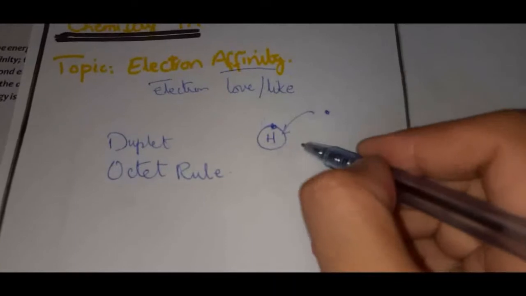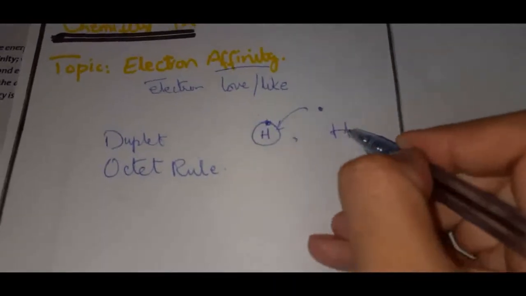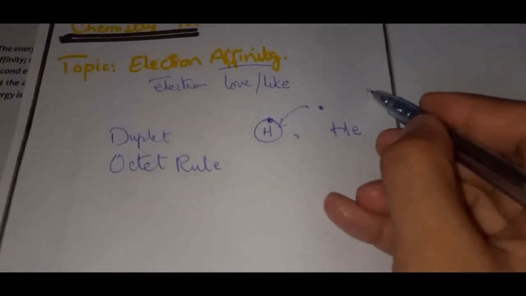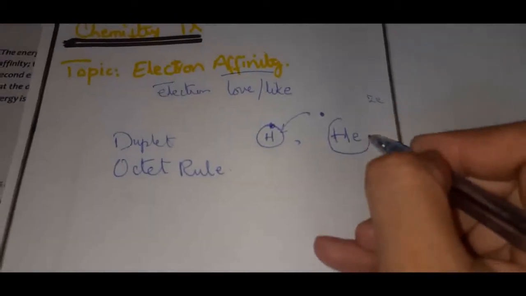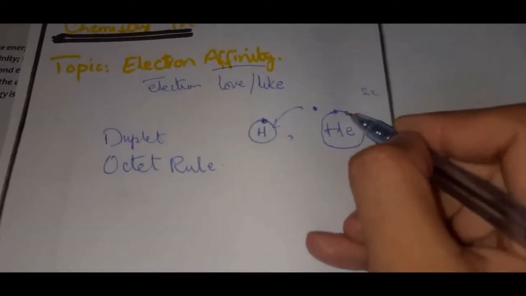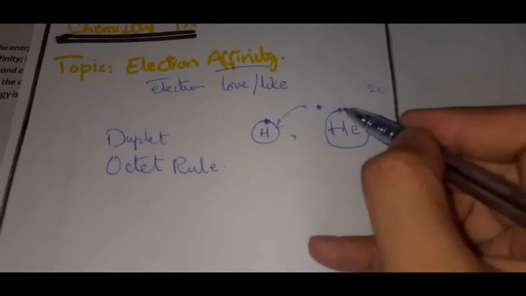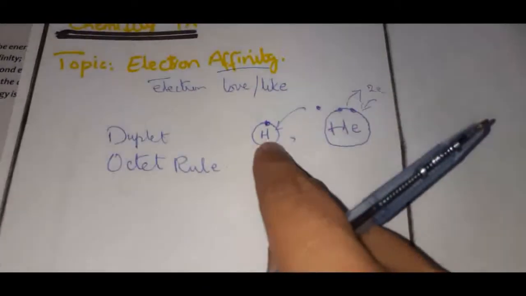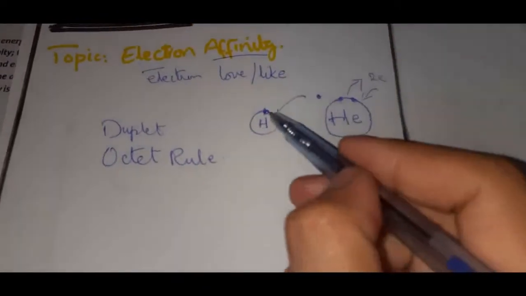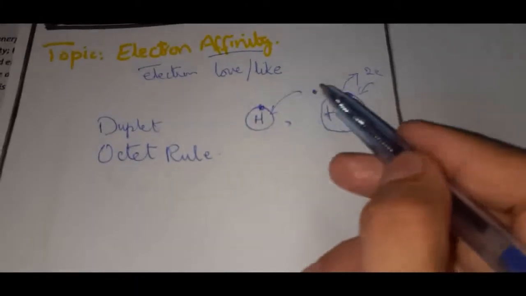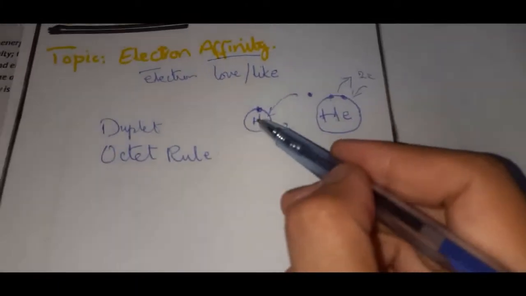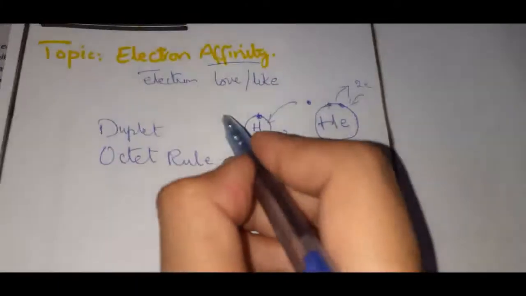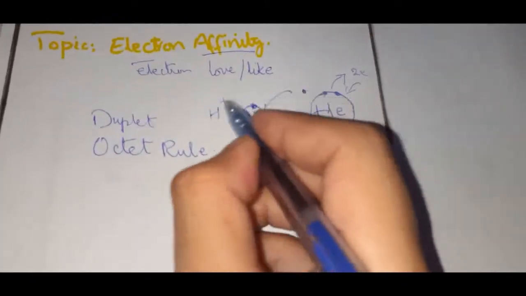Besides it, the duplet rule is also followed by helium, because helium has a maximum of 2 electrons. As helium is already obeying the duplet rule, it neither gains nor loses an electron, whereas hydrogen can gain an electron as well as lose an electron. Either it will have both electrons in its valence shell, or it will be in a positive form, that is, it will give an electron and get a positive charge.